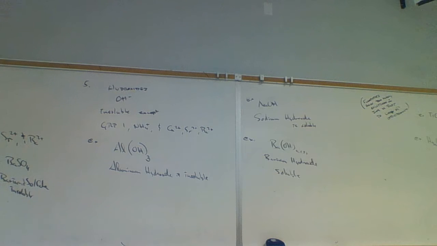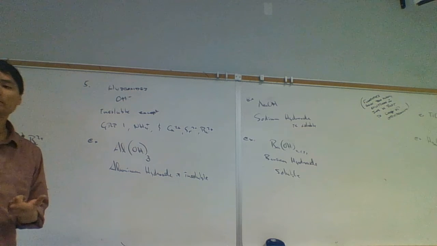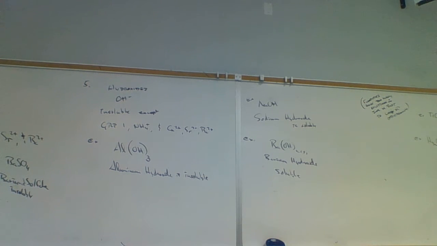So how is sodium hydroxide soluble? It's not an exception. It is group 1. Sodium, potassium, lithium, cesium, all those are soluble.